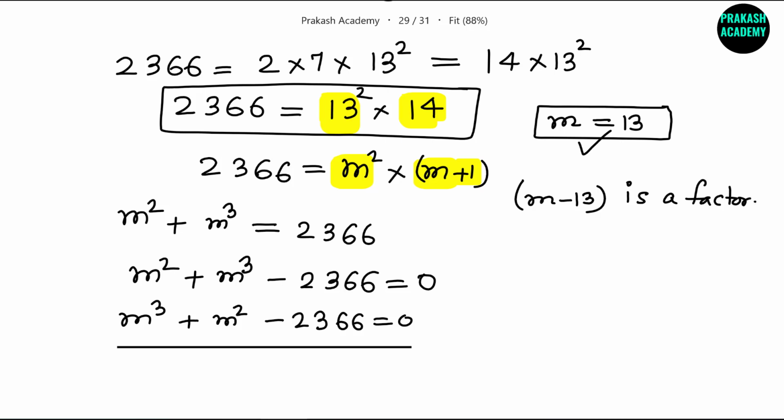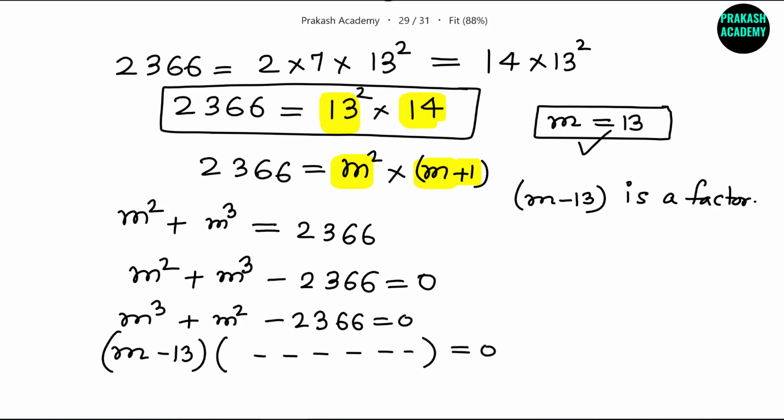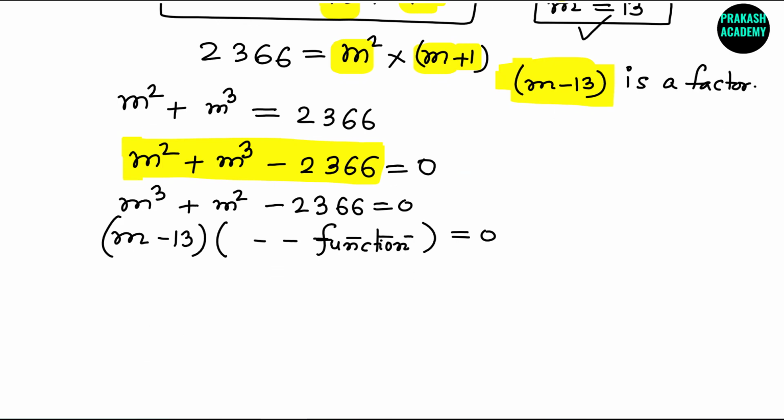So what can I say? I can say this expression can be written as m minus 13 multiplied by some function, and this equals 0. We can find this function by division. So what we will do is divide the original function by m minus 13, because m minus 13 is a factor. So let us do this division.